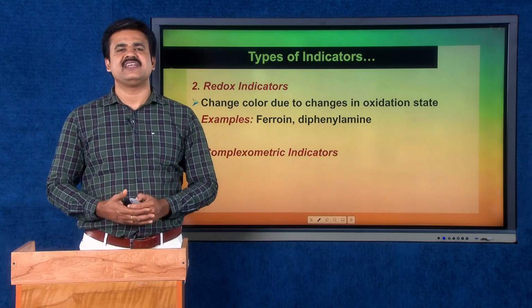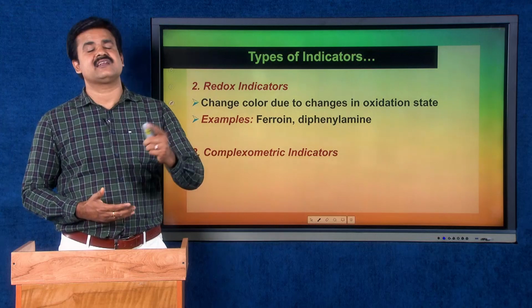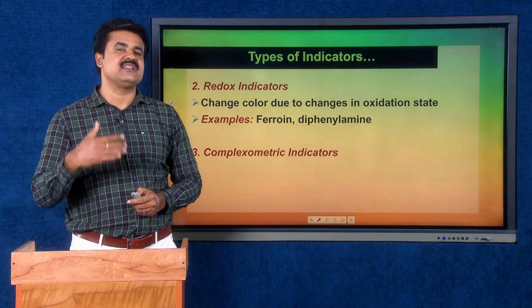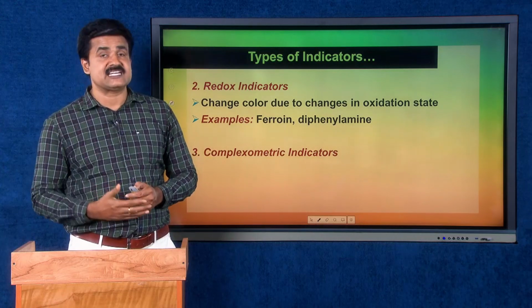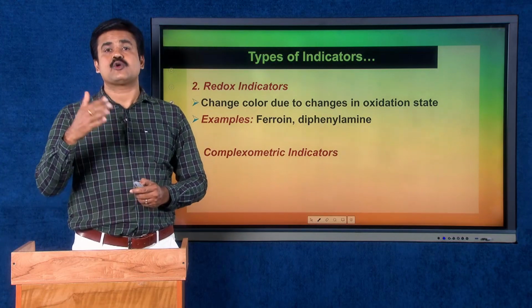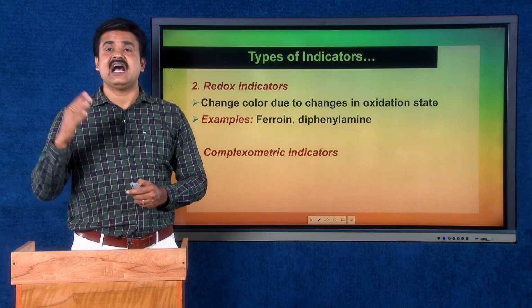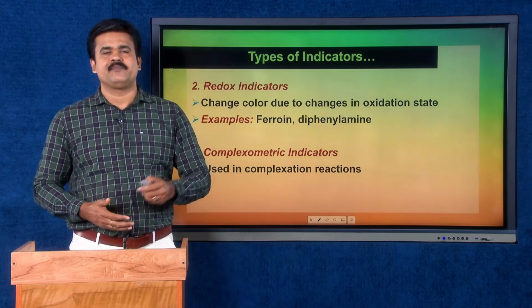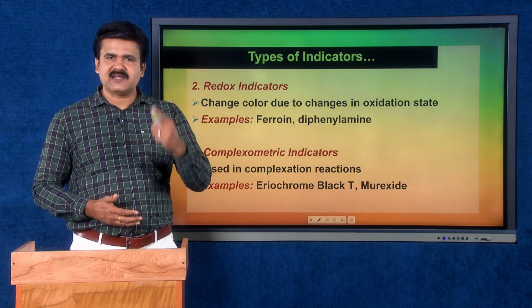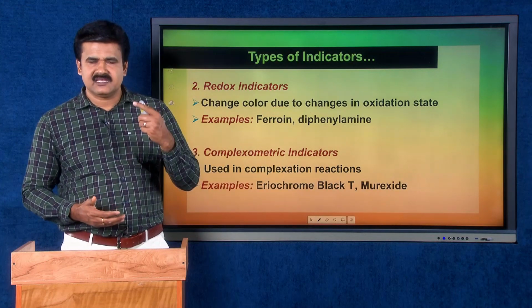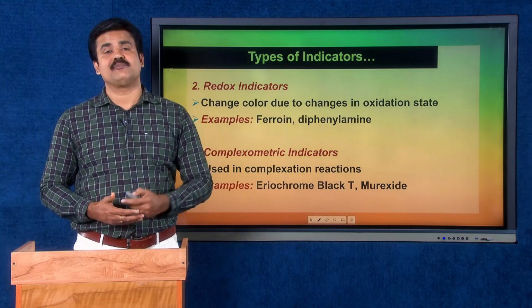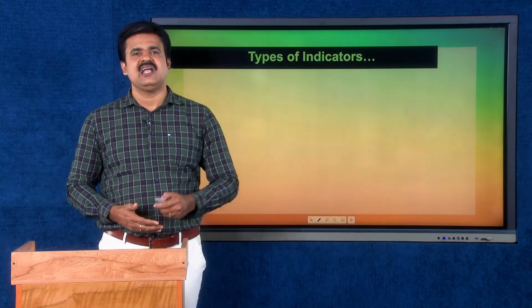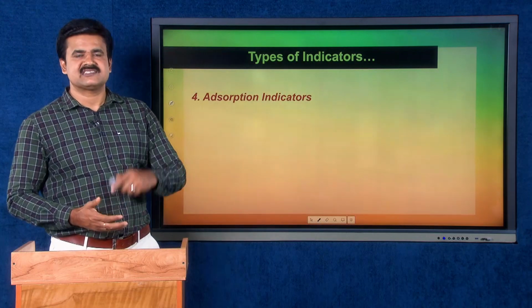Another category of indicators is complexometric indicators. Complexometric indicators are used to determine the end point of complexometric titration, where we are using a complexing agent like EDTA and a metal ion analyte solution. These complexometric indicators include eriochrome black T, murexide, etc. as examples.